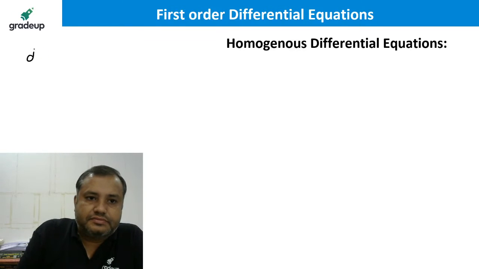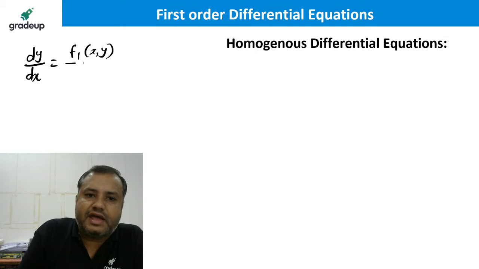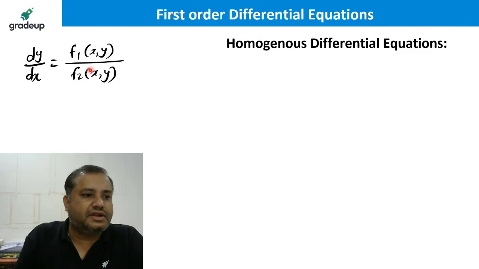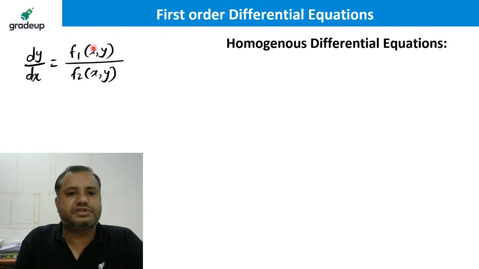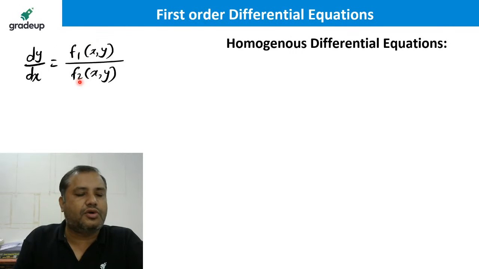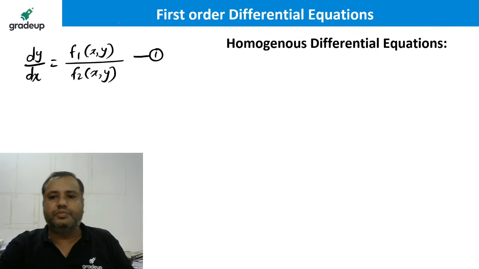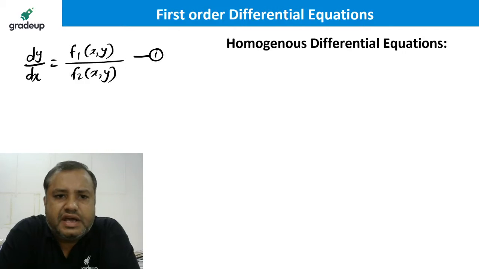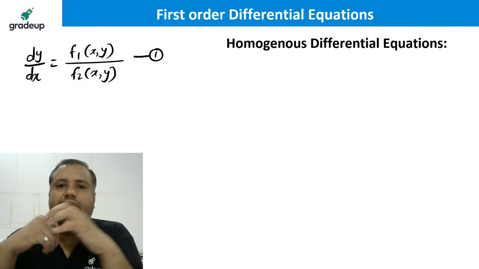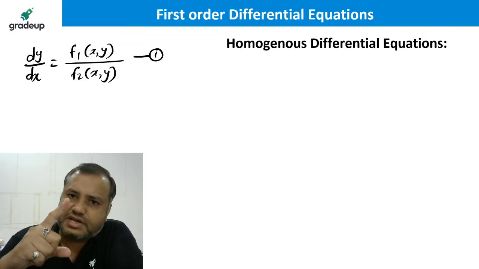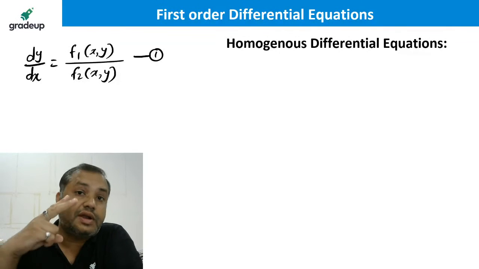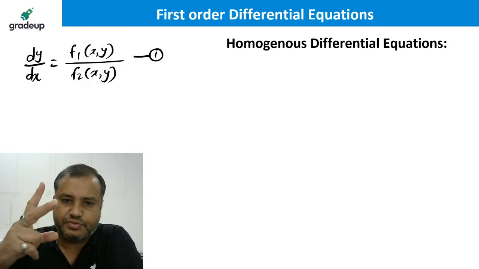Suppose you have a differential equation dy by dx equals f1 xy upon f2 xy. So this equation can be called a homogeneous differential equation if and only if f1 and f2 are homogeneous functions of the same degree. For this differential equation to be a homogeneous differential equation, what is needed? It is needed that f1xy and f2xy both should be homogeneous functions. Number one, both should be homogeneous functions. Number two, their degree should be the same.